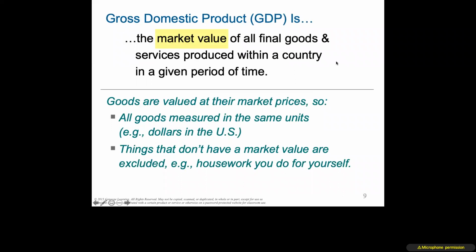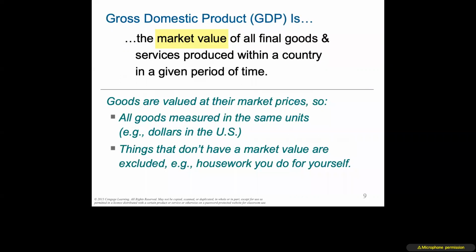So what is this gross domestic product? Well, the gross domestic product is made up of a few parts. And we're going to basically look at the definition and look at each of the pieces. So the gross domestic product is the market value of all the goods, final goods and services produced within a country in a given period of time. All right, let's pull this out. Market value. Goods are valued at their market price.